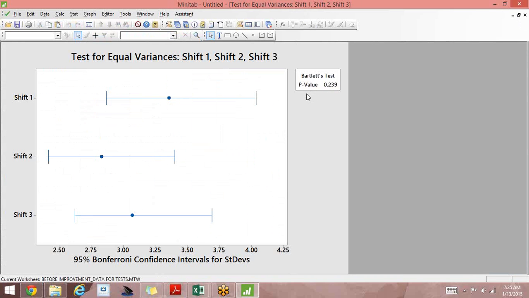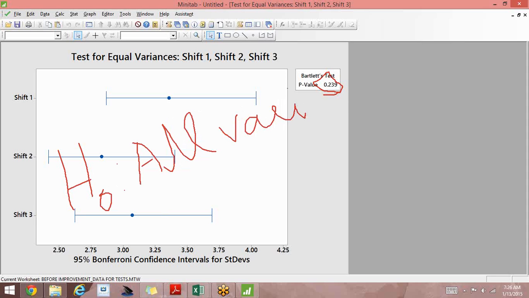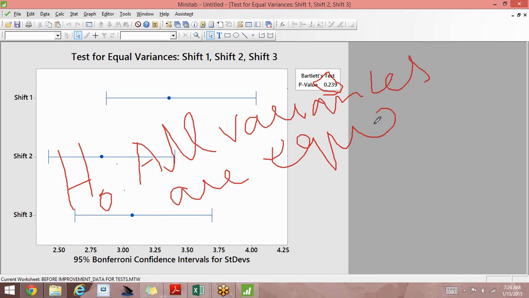So Bartlett's test p-value is 0.239. By looking at this p-value, are you going to select the null hypothesis or the alternative hypothesis? Null hypothesis, absolutely. P high, null fly, no doubts about that. Null hypothesis says all variances are equal. Alternate hypothesis says not all variances are equal.